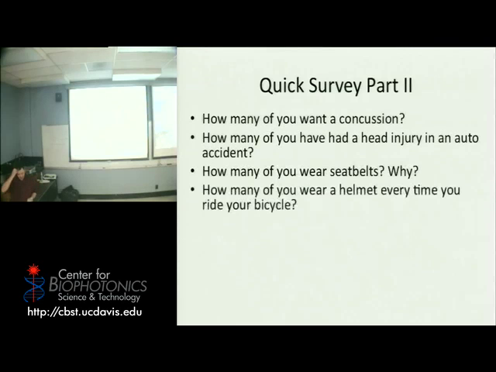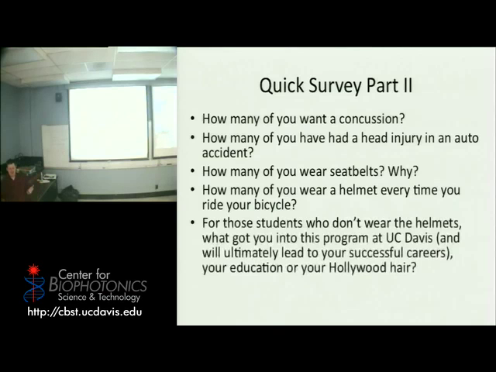All right, how many of you wear a helmet every time you ride a bicycle? You better now after 3 years. All right, so you just told me you all wear your seatbelts because you don't want a head injury, right? But you don't wear your helmet on the bicycle. And I have to ask you, why are you here? You're here to get an education because your brain is important to your careers. It doesn't matter what your hair looks like. It doesn't matter if it's uncomfortable. You guys really got to wear your helmets.